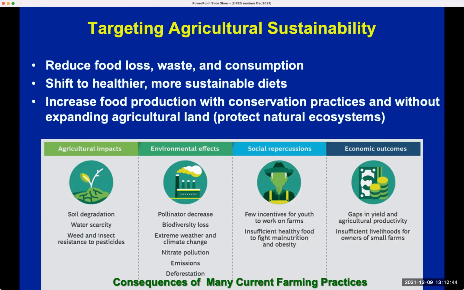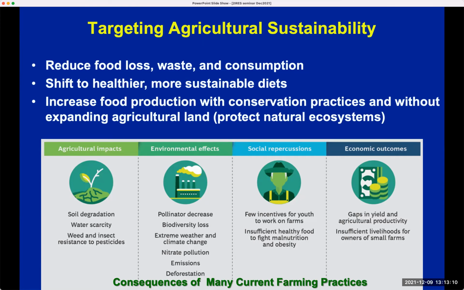So, in conclusion, targeting agricultural sustainability, these are kind of the take-home messages, and I think most of you probably know these already. Reduce food loss, reduce food waste, and reduce food consumption. And what that looks like depends on the country and the individual. Shift to healthier, more sustainable diets.